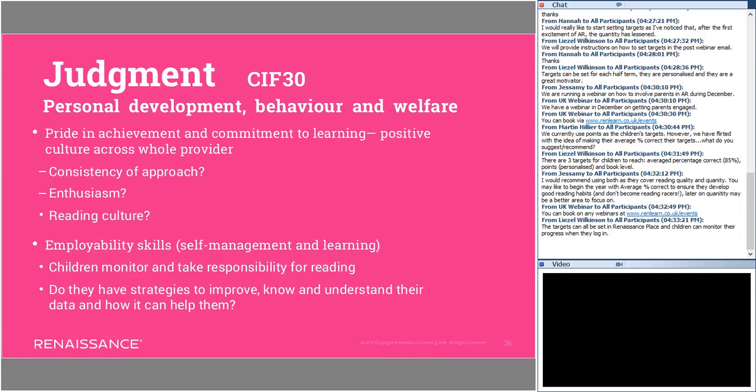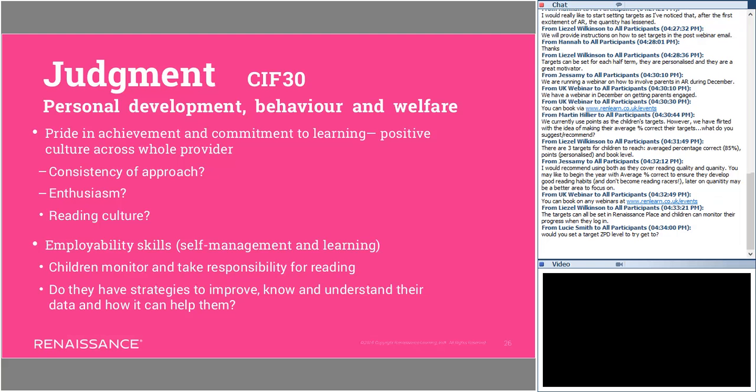One of the things they're looking for in the outstanding judgments is pride in achievement, commitment to learning and a positive culture. So this is about developing your consistency of approach with Accelerated Reader, particularly if you have it right across your school. Are the children enthusiastic about their reading? Can they demonstrate that? Can they talk about AR, what it does for them, how they enjoy their books and so on?